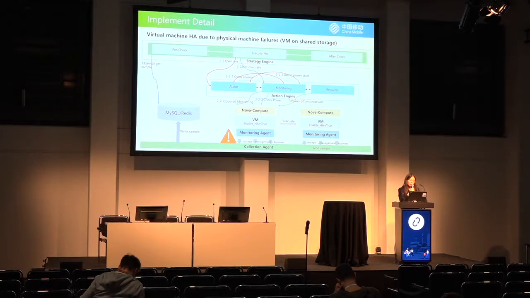It is because we must make the Nova compute service on the bad node down, so we can do the evacuations. So when the VMs evacuate to the other node, the Stretch engine will check the VM states and record the VM states to the database.